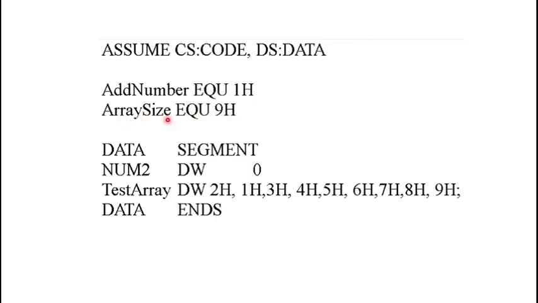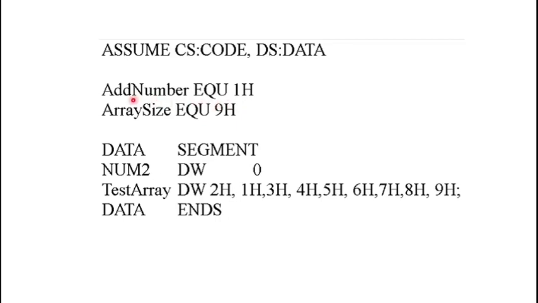So wherever we use array size within the code, the assembler will replace the label array size with the value 9h, or 9. Note that this EQU directive is used outside the data segment, not within it. So it is just a substitution. No storage space is allotted to these labels, array size or add number. Add number here refers to 1, the number that we are going to add to each and every element of the array.